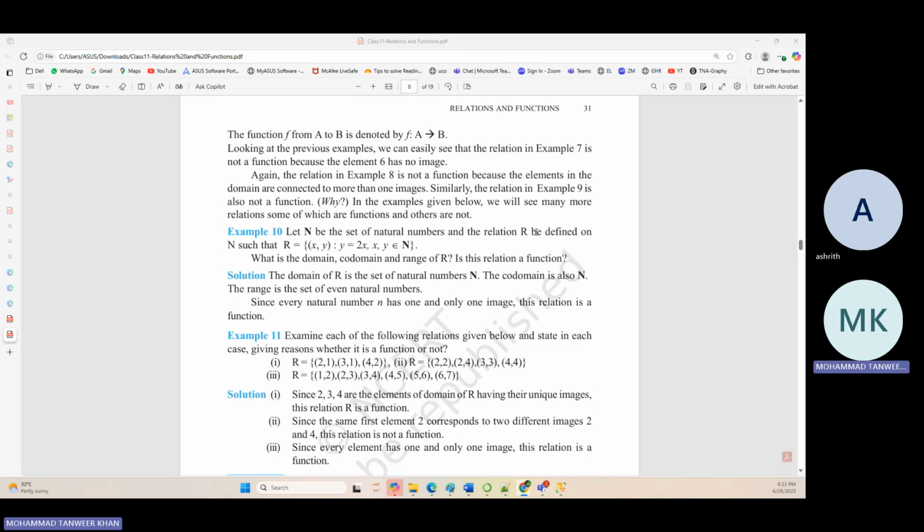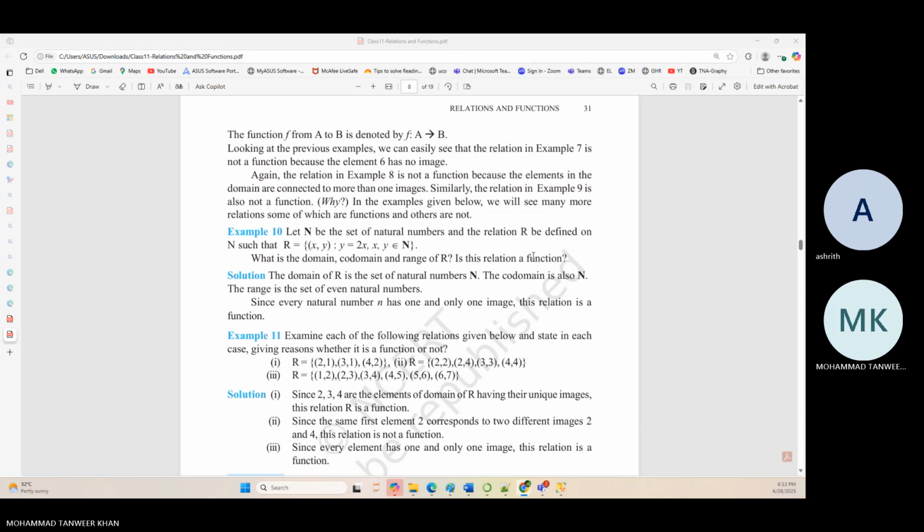And the relation R we defined on N such that R equals {(x, y) : y = 2x, x, y belongs to natural numbers}. What is the domain, codomain, and range of R? Is this relation a function? So we have to find the domain, codomain, and range of R, and whether this is a function or not.